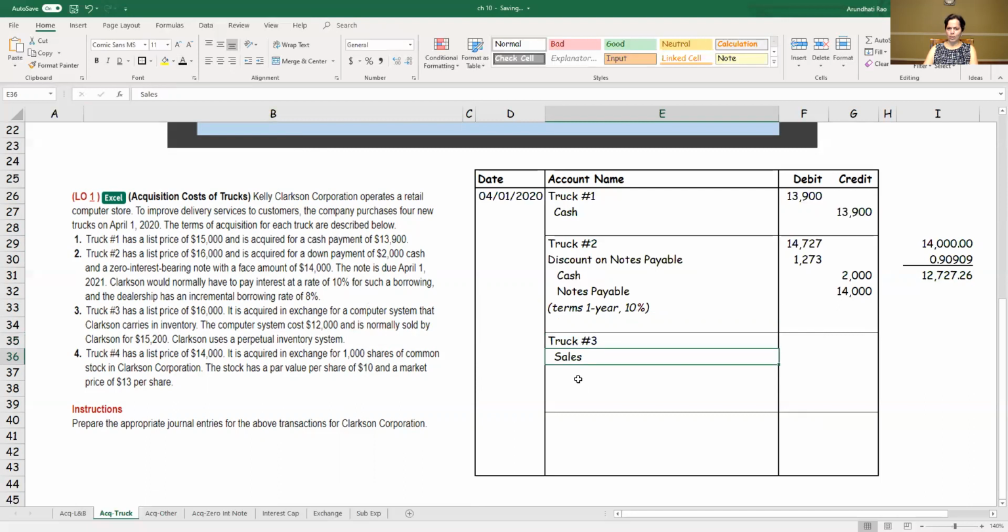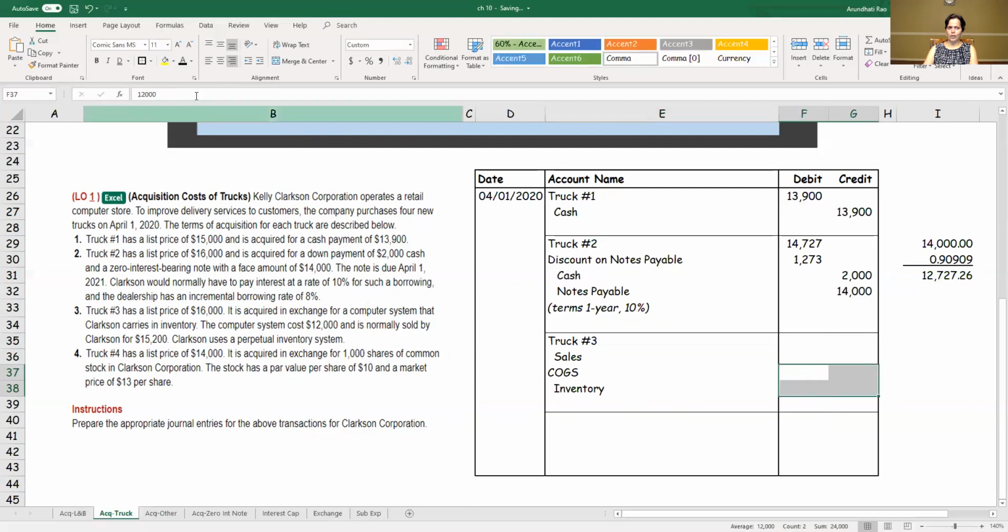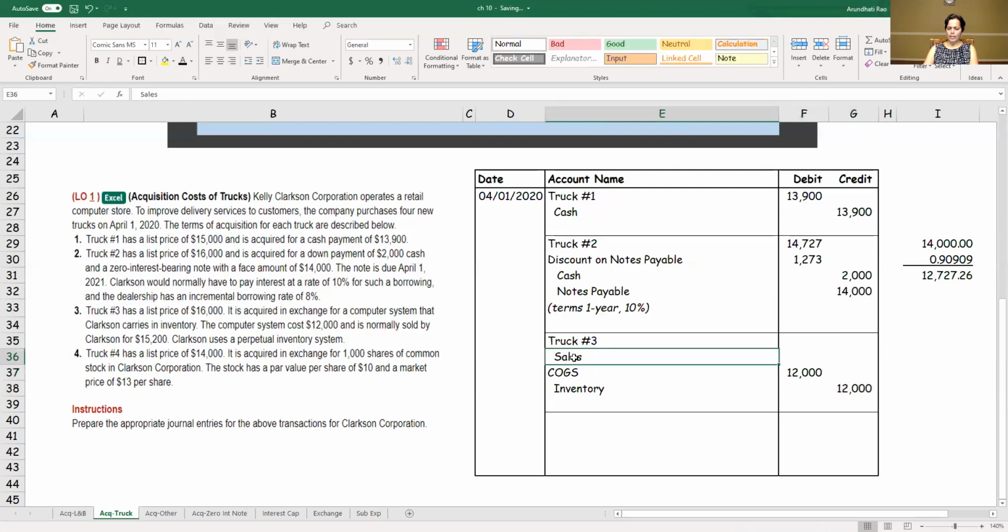I'm using the perpetual inventory system. I'll have cost of goods sold debit and inventory credit. What do I carry this in my books at? $12,000, the computer. So this journal entry is fairly straightforward. It's for $12,000. The next question is, how much should I credit sales? How much should I debit the truck? The 16,000 or the 15,200?